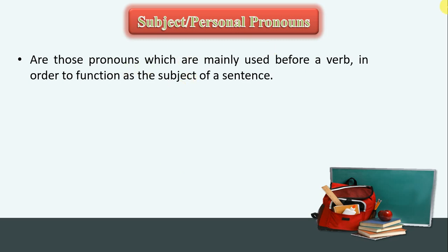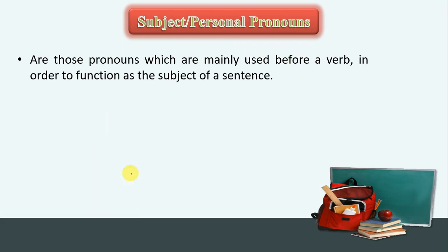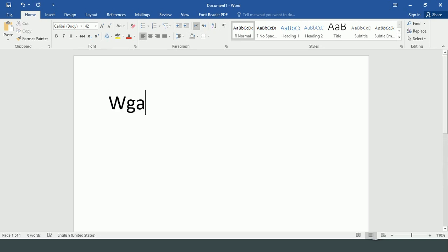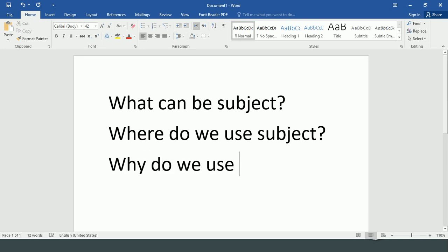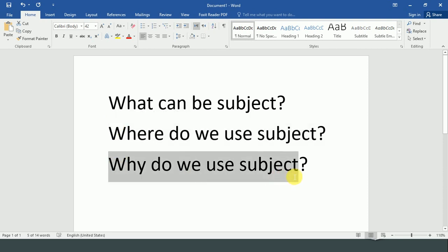Before we start subject pronouns, we should understand what a subject is. Let's study what is subject. What can be subject? Where do we use subject? And why do we use subject? Which parts of speech can be subject, where is subject used, and why do we use it?